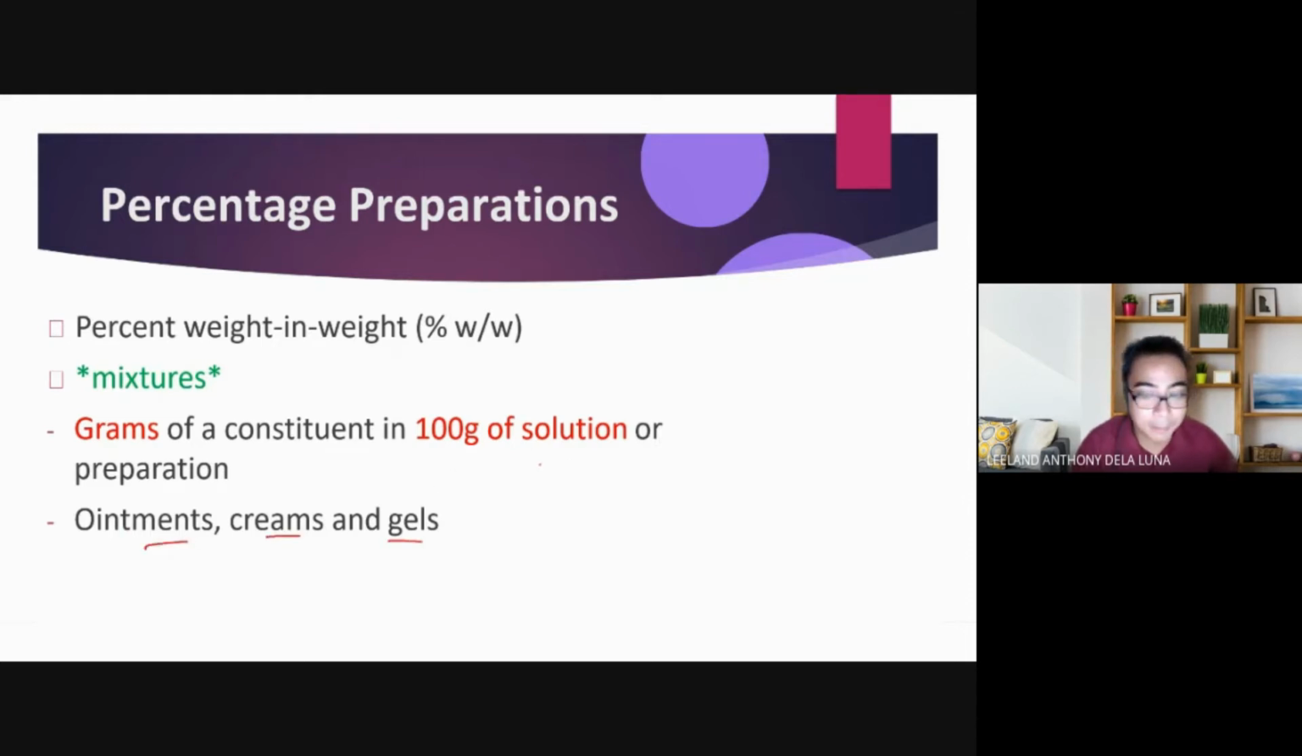Kaya halimbawa, pag sinabi kong 10% benzoic acid. Benzoic acid. Tapos 10% weight per weight benzoic acid. So, ibig sabihin, there is 10 grams of benzoic acid for every 100 grams of the solution. Okay? 100 grams of the solution, class, of the solution. Are we clear? Ibig sabihin, yung 100 grams na to, andyan na si 10 grams na benzoic acid. Okay? Kasama na rin si dilute.